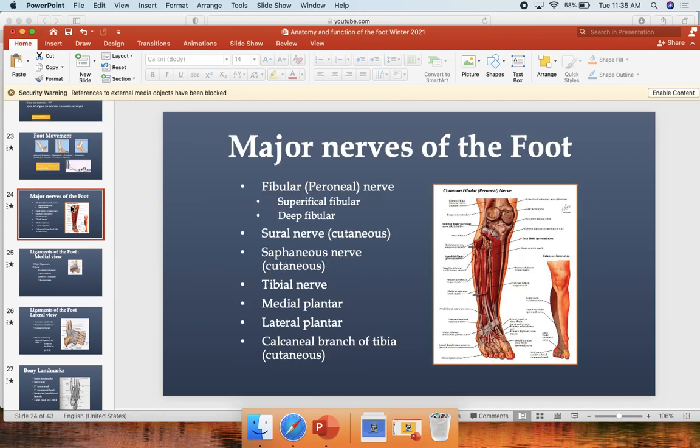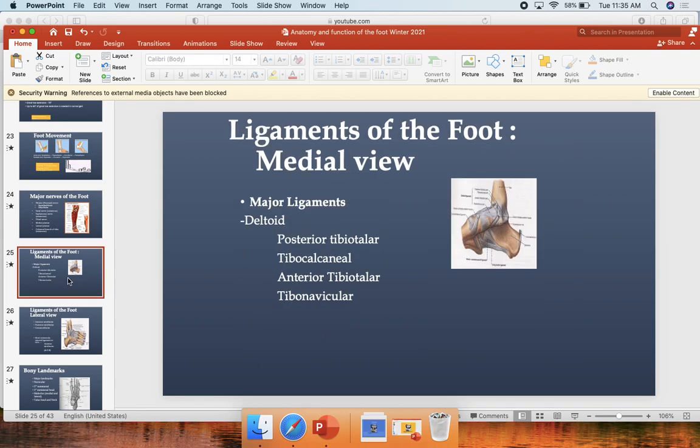Here's the nerves. I'm not going to take the time to review these here, but just realize that they're there. Hopefully you remember these from your 440. And then let's get to the ligaments.